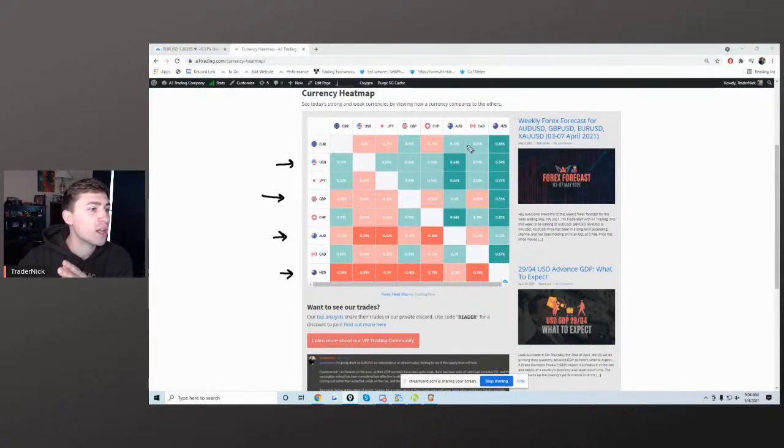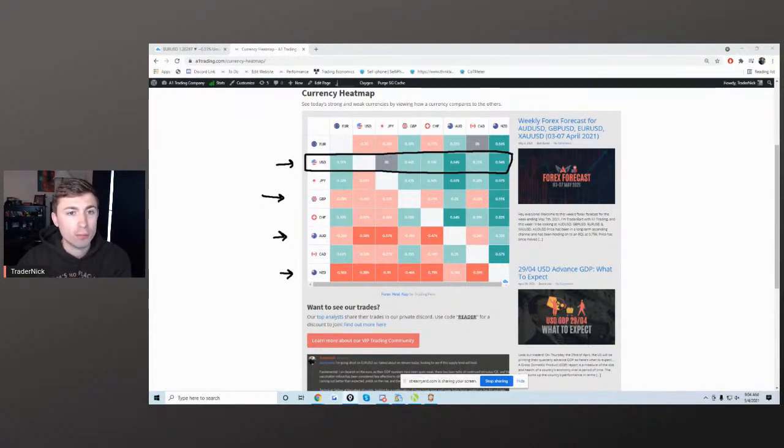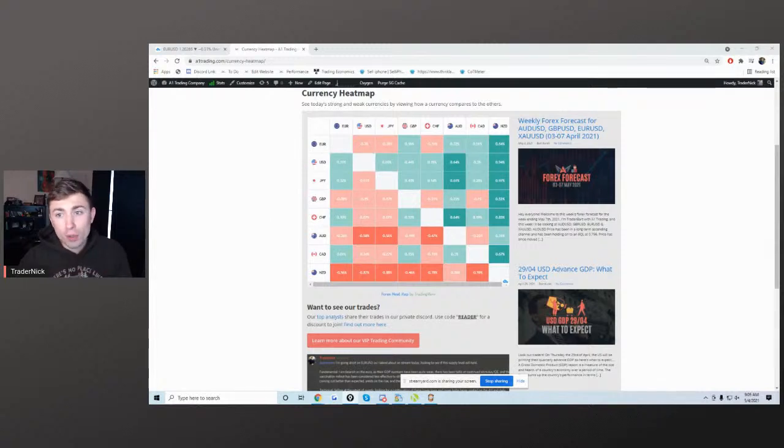We also have the US dollar, which is probably going to be heavily impacted this week by that end of the week news, NFP, non-farm payroll, which is basically unemployment in the United States, which has a very big impact on the currency itself.